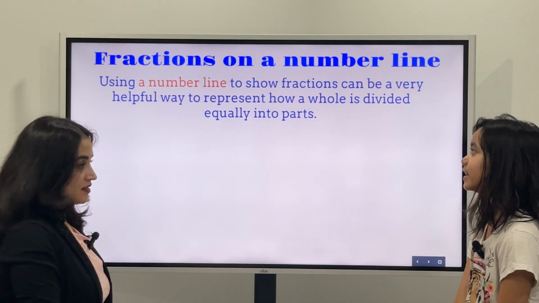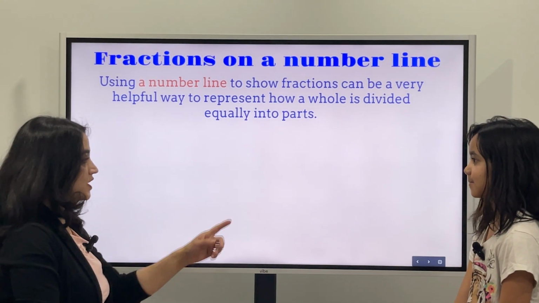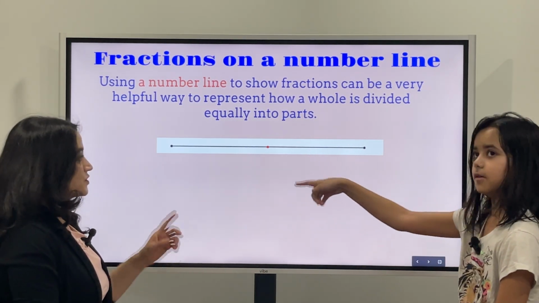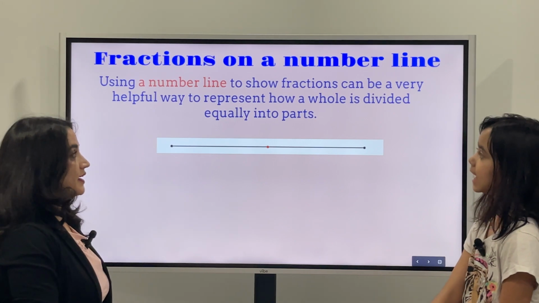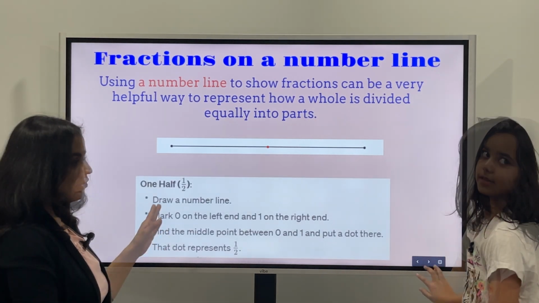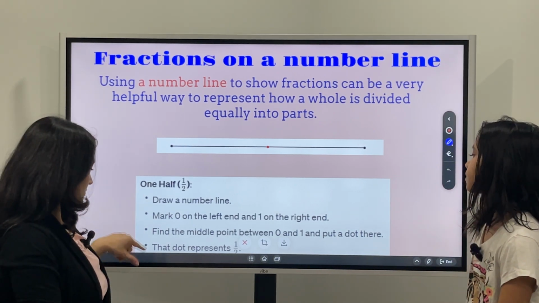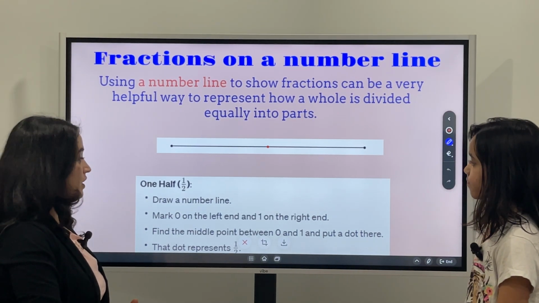Like we're doing number line. So let's see now the demo. See, this is a number line, except it has no numbers. How can we make it half? There are steps you have to follow.